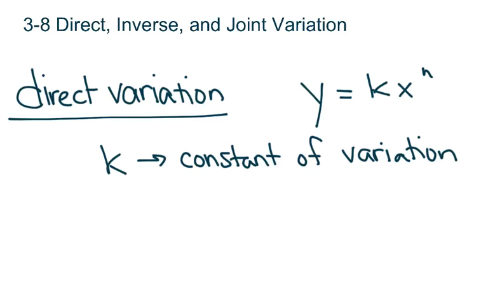In section 3.8, we're going to review direct, inverse, and joint variation. In Algebra 2, we discussed these topics. Direct variation was any equation of the format y equals k times x to the nth power, where k was called the constant of variation. Direct variation occurs when you have a constant being multiplied by the input.